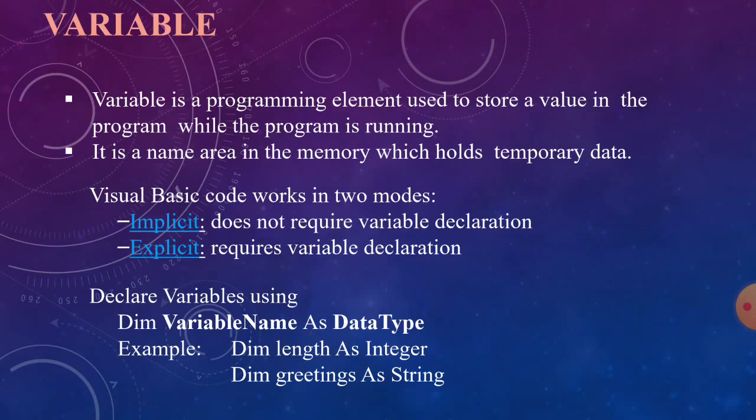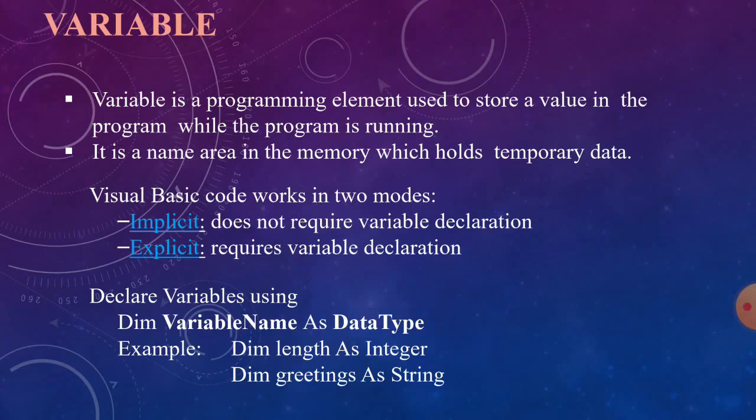We can declare a variable by using a Dim statement. Dim is short for dimension statement. So in explicit mode, we must declare a variable, and this can be done using the Dim statement. The syntax of the Dim statement is Dim, first of all, the variable name, then As, then the data type. We must specify the data type of the value stored in the variable, whether it is an integer or a string, and so on.